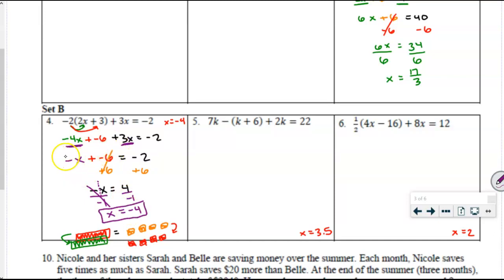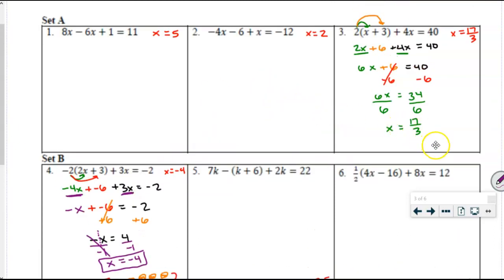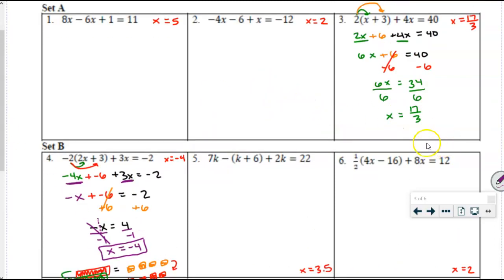I'm betting that the mistake was on how we handled that negative x. Is that a correct assumption? And do you see why now we need to be a little bit careful with that? Okay. Good questions to ask. Are there any other questions? 1, 2, 5, or 6, anybody? Feel good about those ones? Okay.